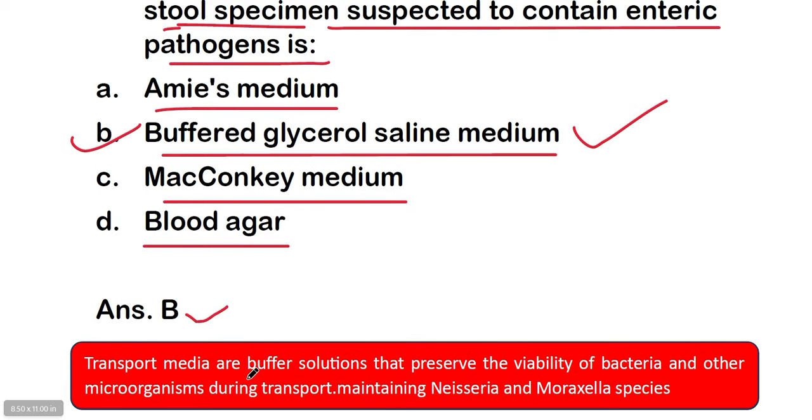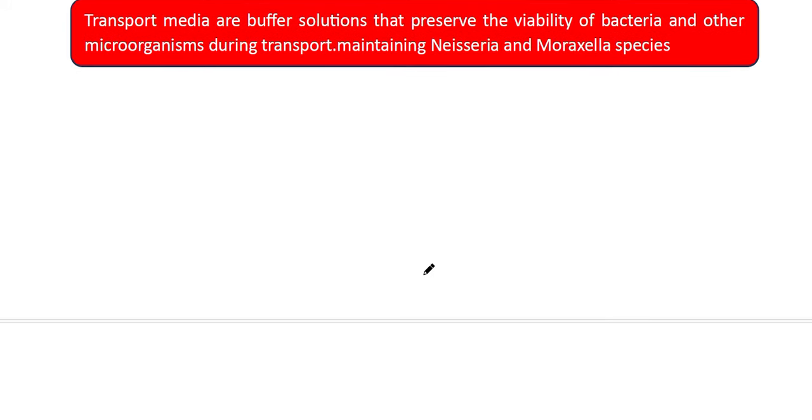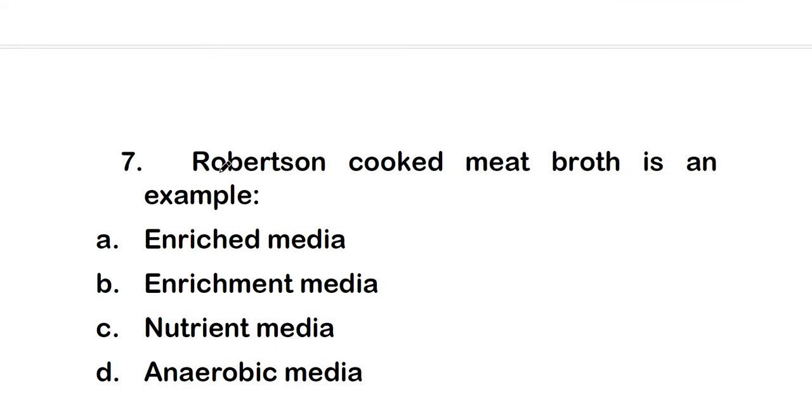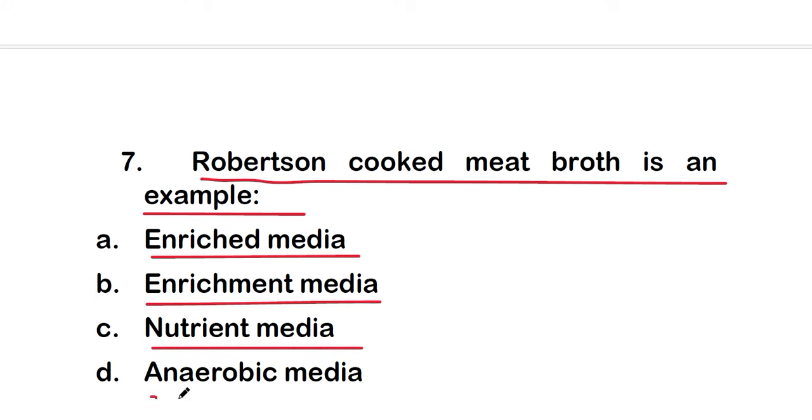So these transport media are buffer solutions that preserve the viability of bacteria and other microorganisms during transport, and it is for maintaining Neisseria and Moraxella species. Okay, so let's move on to the next question, question number 7. Robertson cooked meat broth is an example of option A, enriched media, option B, enrichment media, option C, nutrient media, option D, anaerobic media.